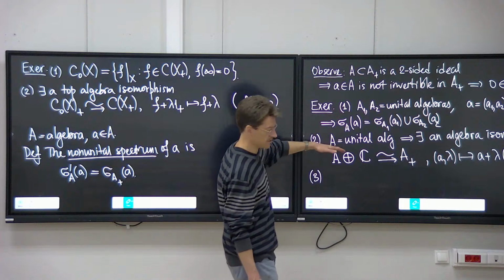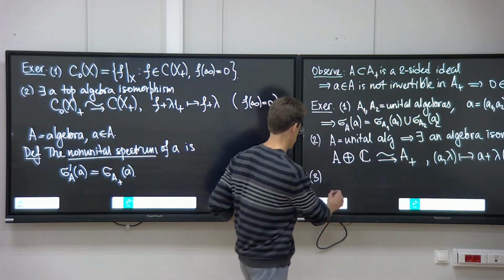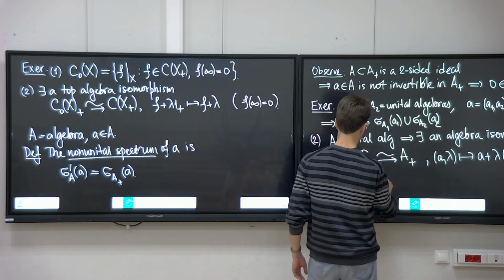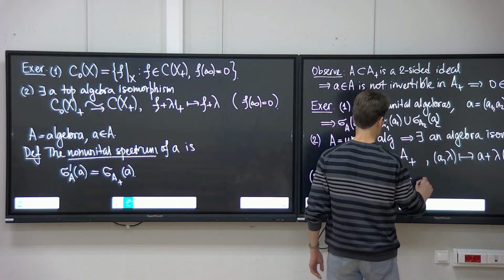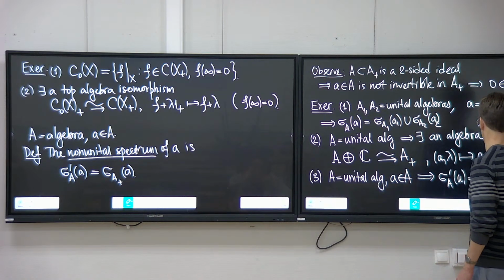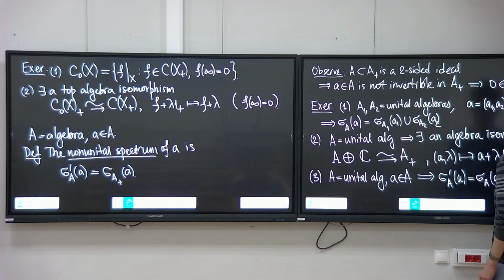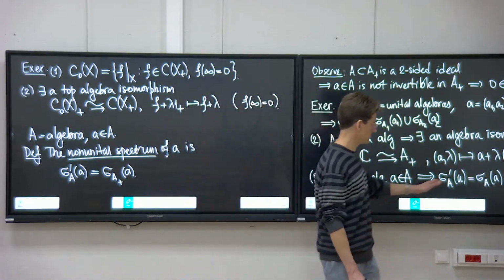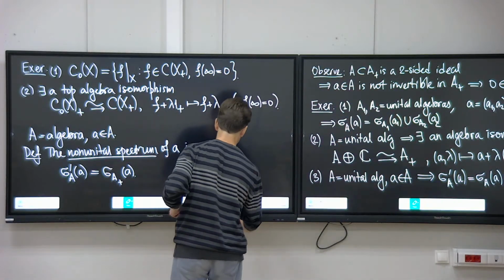And if we now combine 1 and 2, we get the following. If A is a unital algebra and little a is an element of A, then the non-unital spectrum of a is the union of the spectrum of a and 0. So, in summary, if A is already unital, then the only difference between the spectrum and the non-unital spectrum is 0. So these two spectra are almost the same, modulo this single point.